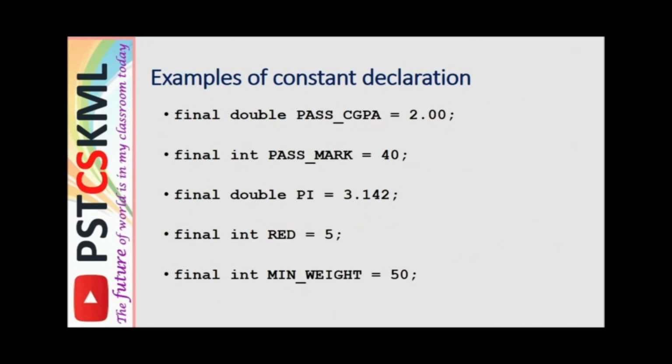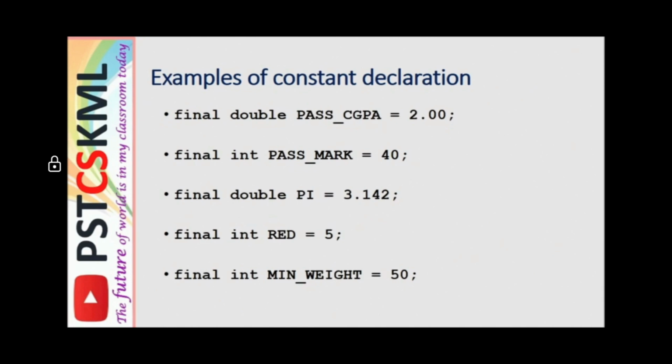We see the example. As we can see here, this is the example of constant declaration. Final double PASS_CGPA equal to 2.0, final double PI equal to 3.142 semicolon. All the variable names we use are uppercase for program readability. The data types we use are double, integer, double, integer, double. Double must hold a decimal value, and integer must hold an integer number.